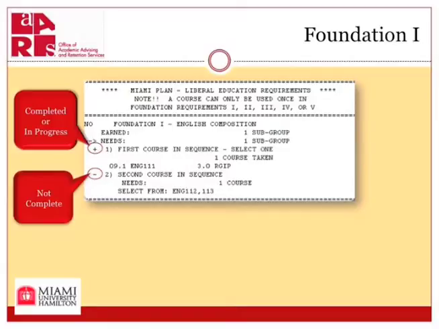The minus in front of the number 2 indicates that the student has not completed this group. This student needs one course in order to complete the subgroup number 2. They can choose between English 112 or English 113. It will be important for this student to consult the Miami Bulletin so that they know which class they are qualified to take in accordance with the prerequisites. Once the student has registered for English 112 or 113, the courses found in the Select From category will disappear, as you can see in number 1.